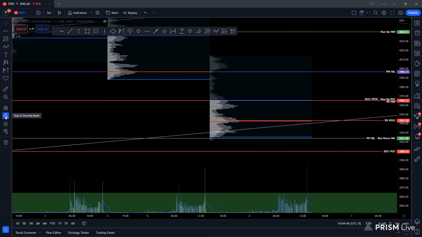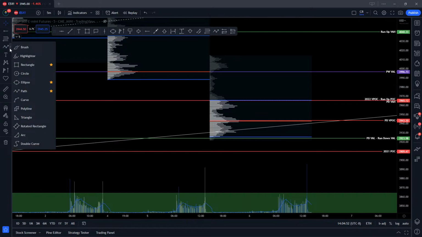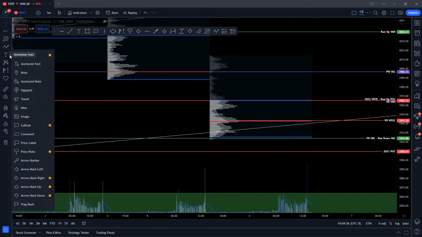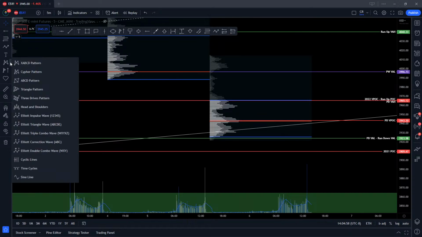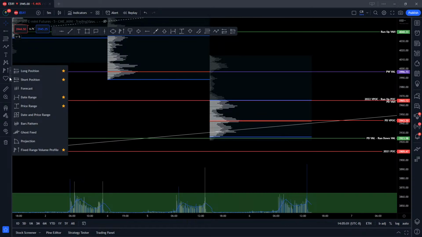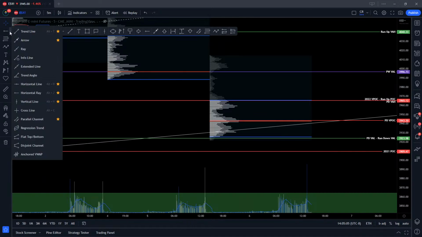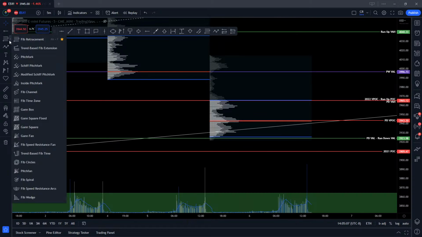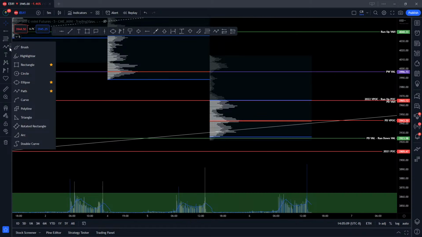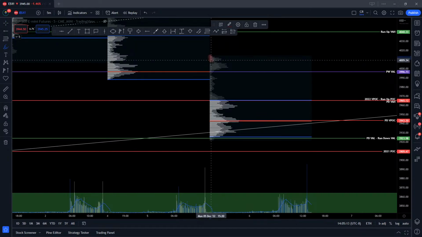What's that? Does anybody know, does TradingView have like a pencil tool or something? Pen tool. Maybe I can use this. Yeah.